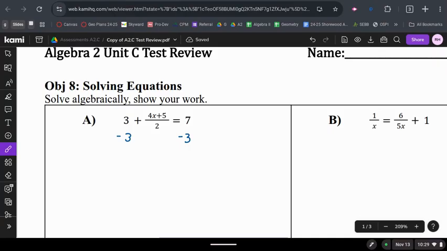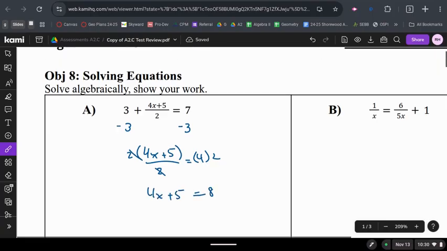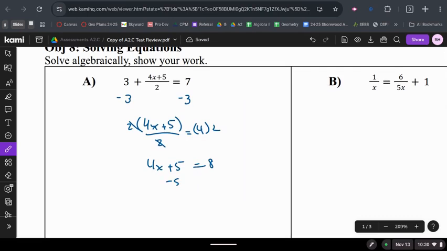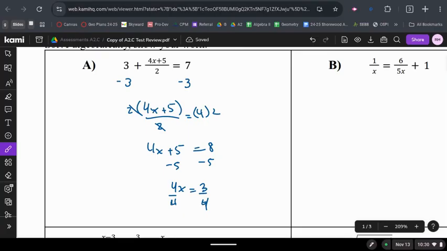So I'm going to start by subtracting the 3 from both sides and then multiplying both sides by 2 to cancel out that 2 on the denominator. So then I get 4x plus 5 is equal to 8. And that's a 2-step equation where we can solve. So we subtract the 5, get 4x is equal to 3, and then divide by 4, and x is equal to 3/4 or 0.75. Personally, I do prefer fractions, but if you want to write it as a decimal, that's totally fine too.